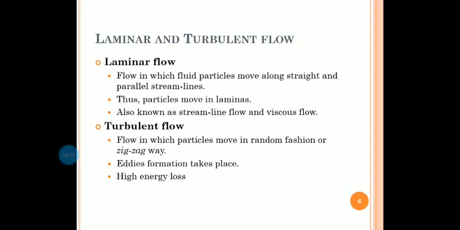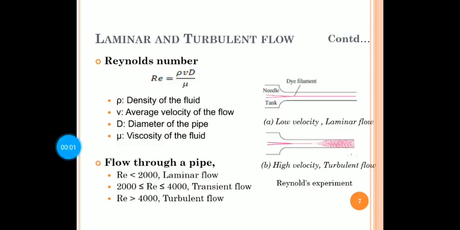Whereas in turbulent flow, particles move in a random fashion or zigzag way. Hence, eddy formation takes place, and that results in high energy loss. So now, how to find out whether the given flow is laminar or turbulent? Here the Reynolds number will come into the picture, and basically Reynolds number is a dimensionless number, which is a ratio of inertia force to viscous force.